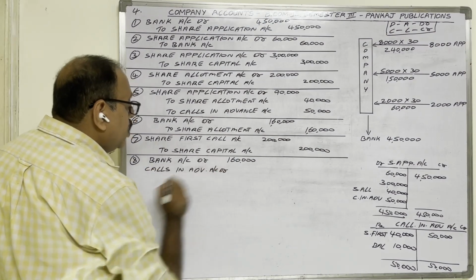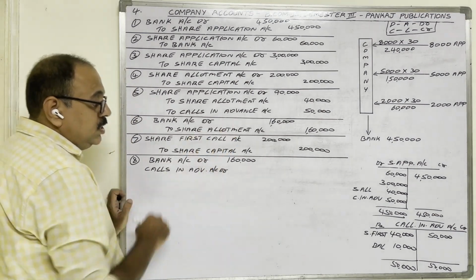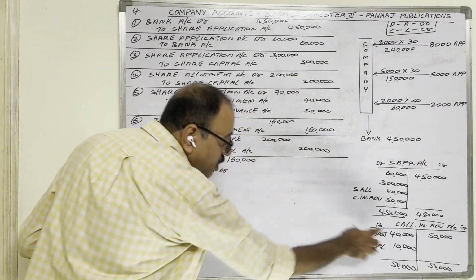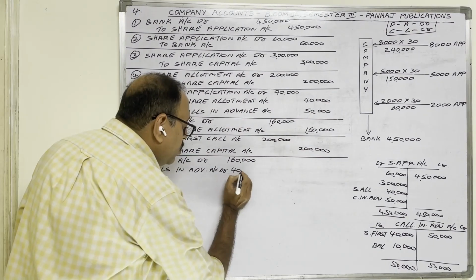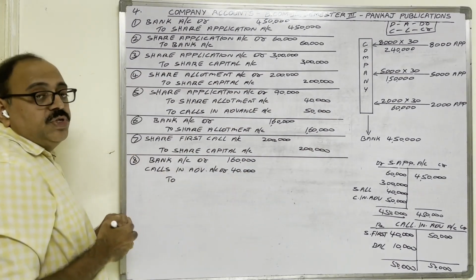Calls in advance account debtor, amount 40,000. We are transferring it to the first call now. 40,000. Two. Which account should we credit?